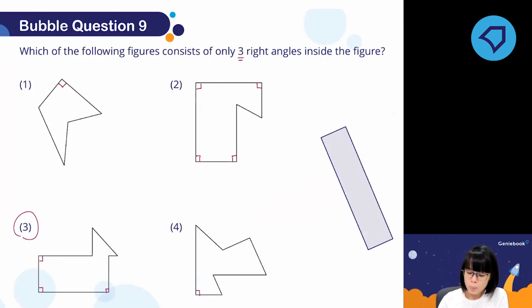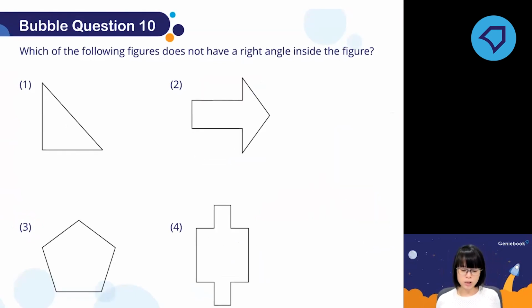Let's do one last one over here. Bubble question number 10. Which of the following figures does not have a right angle inside the figure? No right angle inside the figure. Okay? Options launching in 3, 2, 1. Ta-da! This one may be a little bit easier, a little bit more obvious. No right angle inside the figure.